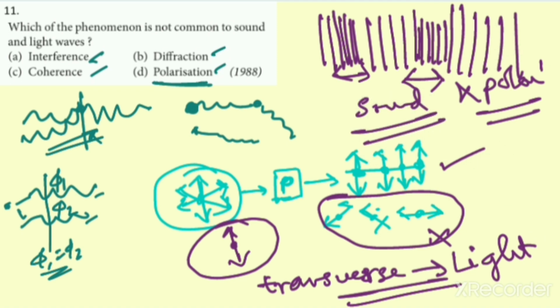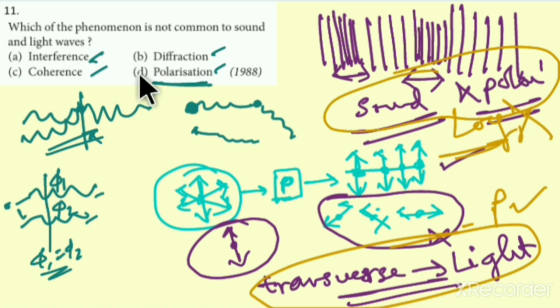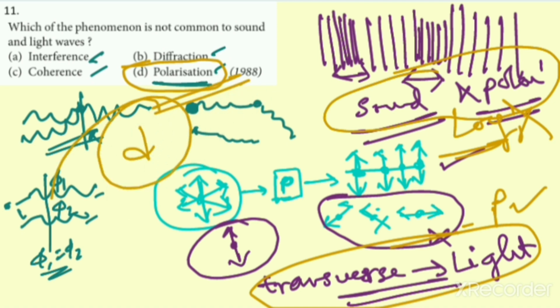So we can easily say that in the light wave, which is a transverse wave, polarization is present, but in the sound wave, which is a longitudinal wave, polarization is not present. So polarization will be our answer. Only this can distinguish the light wave and the sound wave. That is option D.